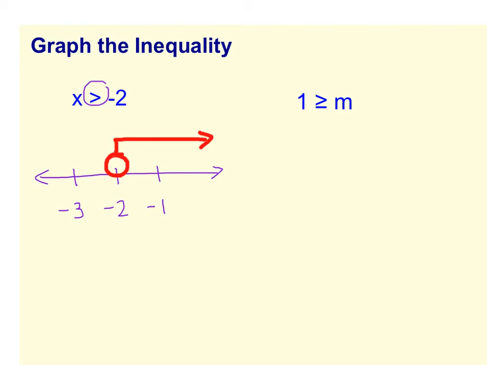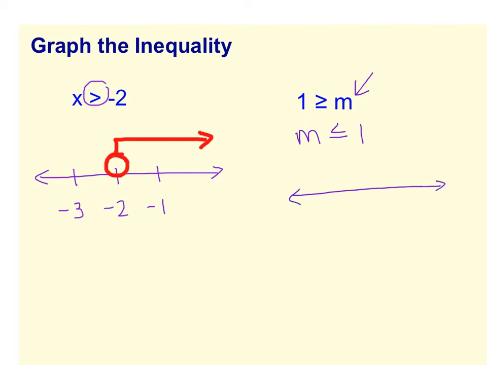Alright, so this next example, 1 is greater than or equal to m. If you notice, this m is on the right side of our inequality. The easiest thing to do is to just flip this entire thing around and rewrite it so the variable is on the left. So we're going to say m is, we have to flip the inequality also, less than or equal to 1, and that's going to be a lot easier for us to graph. Students tend to graph these incorrectly if they don't put the variable on the left side first.